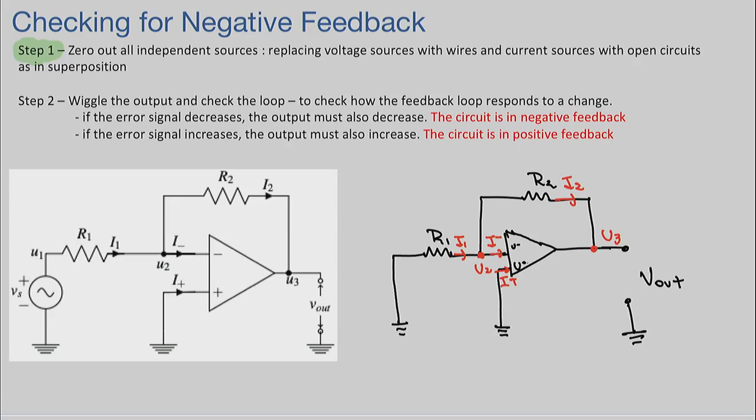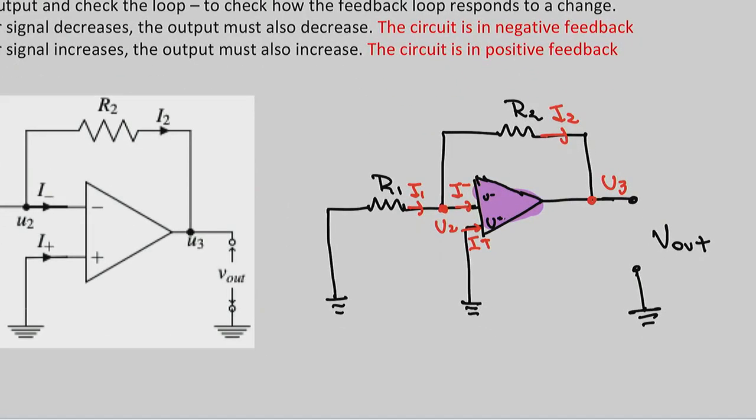And you have to remember that inside this operational amplifier, this little triangle, you have an independent voltage-controlled voltage source, right? Right here, you have an independent voltage-controlled voltage source that is given by A times U plus minus U minus. And you're going to use this a lot because you want to see what's happening to that term, U plus or U minus, as you wiggle the output. Okay? So let's do this.